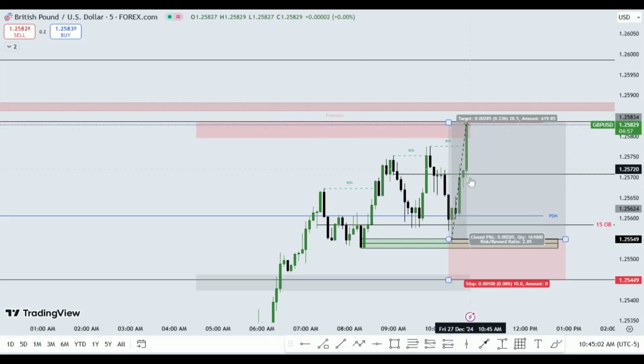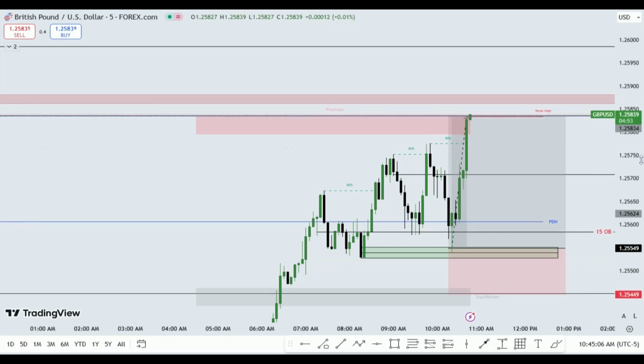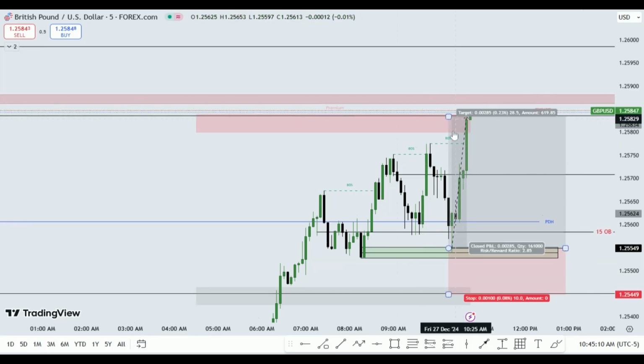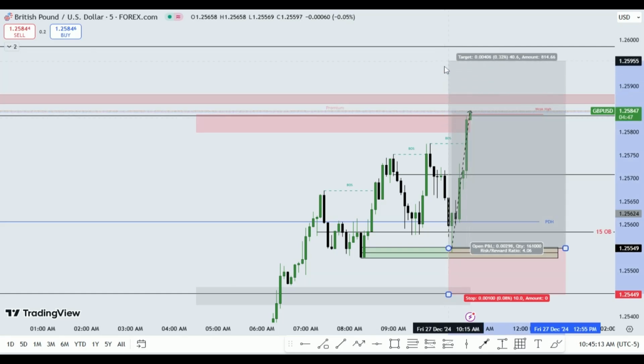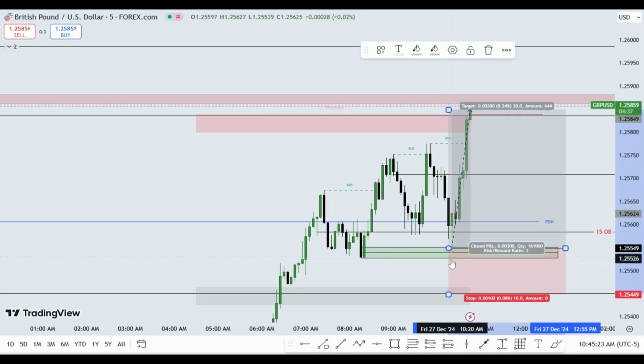Boom. So we hit this level. Our first target was hit. Boom. Then the second target, because we target 40 pip, 35 pip. Here we take almost 30 pip. Yeah, we take 30 pip, which is times 3. Look at this setup.